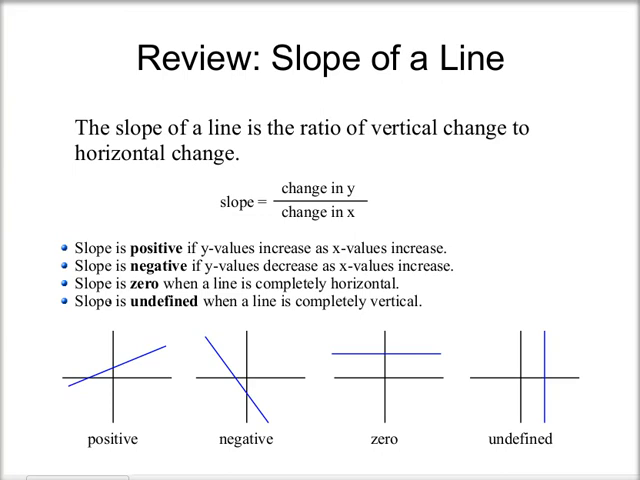So here are some examples. A slope is positive if the y values increase as the x values increase. So this would be an example on the left here of a line with positive slope. It goes up to the right. Slope is negative if y values decrease as x values increase. So that would be if the line goes down as it goes to the right. The slope is 0 if the line is completely flat and horizontal. And slope is undefined when the line is completely vertical. Alright, so using that information, let's move on.